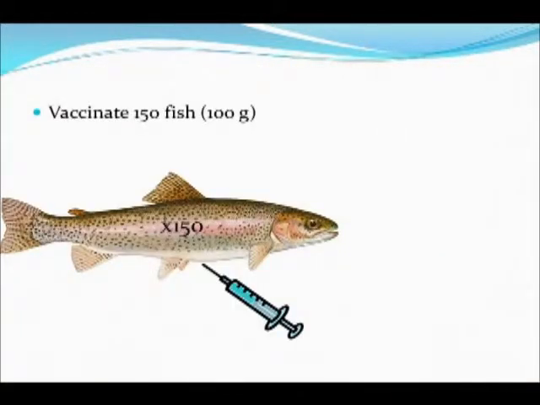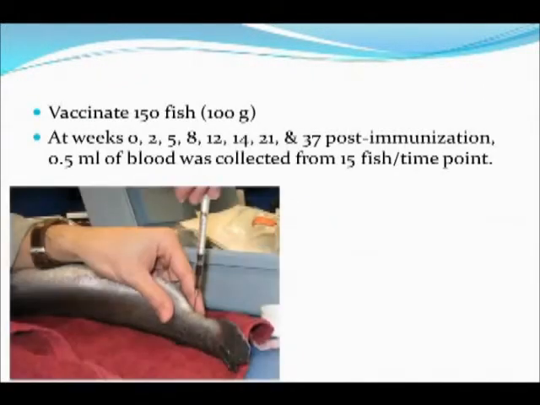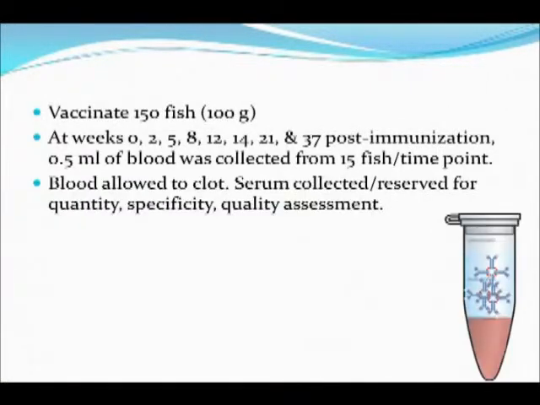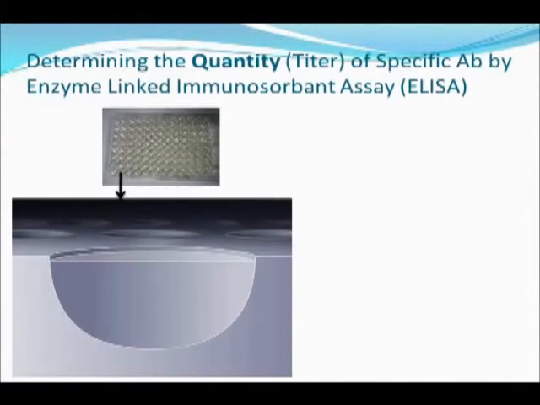So how did I address this? Well, I vaccinated 150 fish with my killed bacteria, and then up to week 37, I collected 500 microliters of blood from the fish per time point. I allowed the blood to clot overnight, and then I collected the serum. And the serum is what contains antibody that's both specific and non-specific to my vaccine. And then I later assess this for quantity, specificity, and quality.